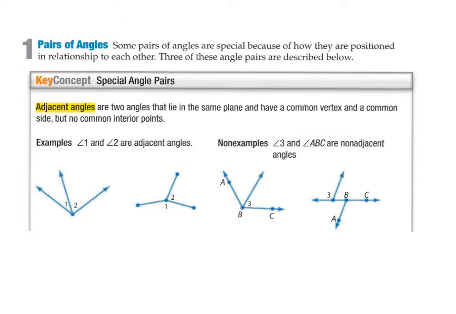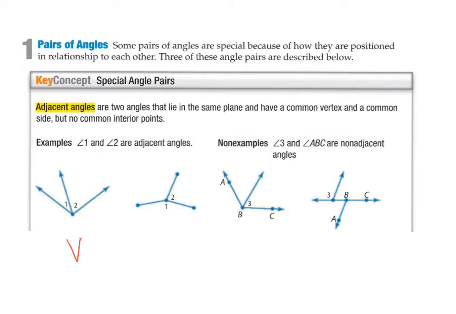The first type of special angle pairs is called adjacent angles, and basically just means two angles that are together or right next to each other. They have a common vertex and a common side, but no common interior points. So examples are these two angles.